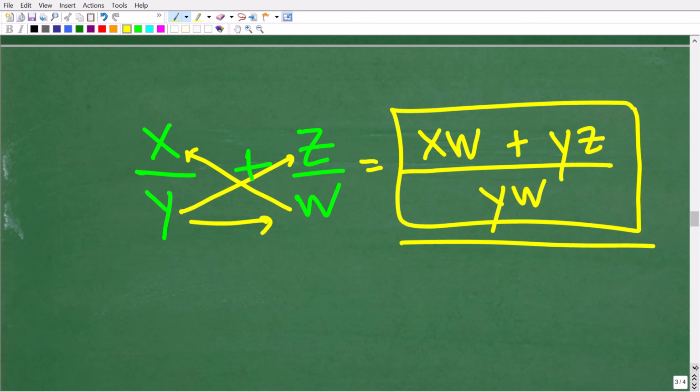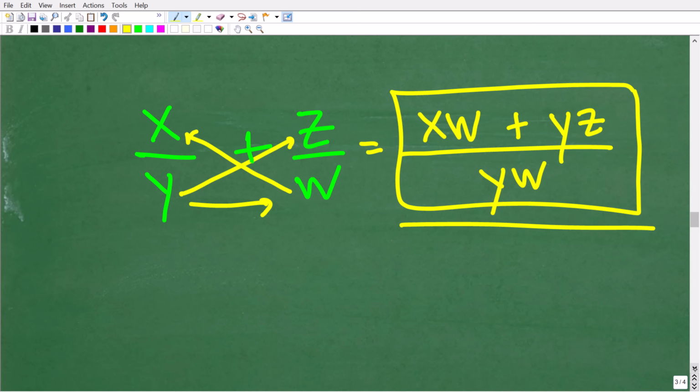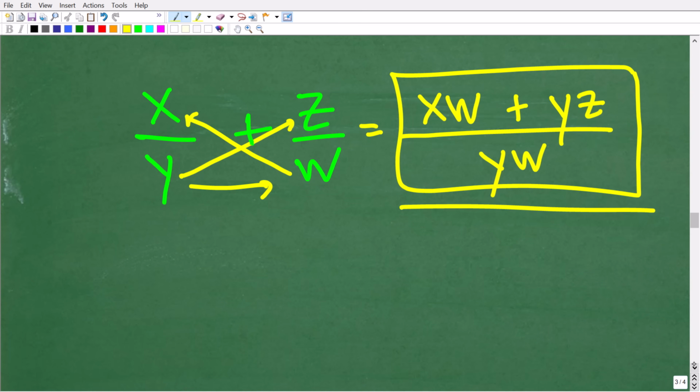Believe me, I've been teaching math for decades, and this is probably my favorite shortcut method and probably one of the most valuable techniques that you need to know when it comes to fractions, especially algebraic fractions. You got to know the bow tie method.